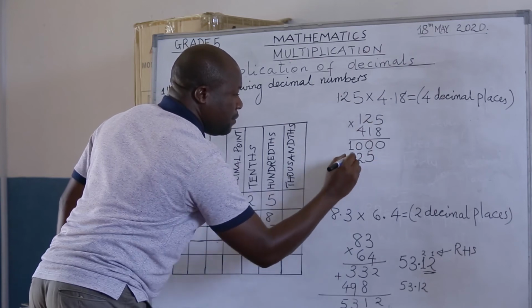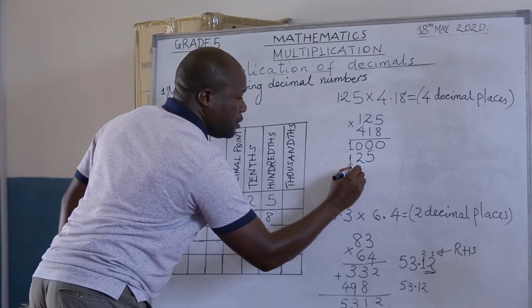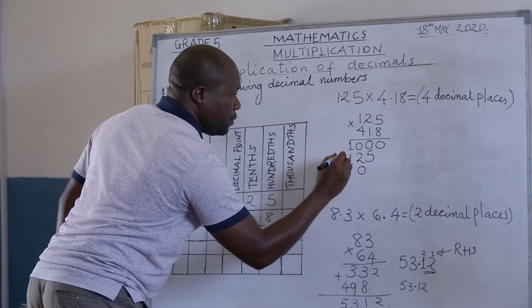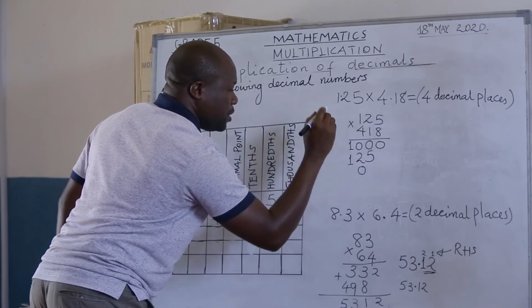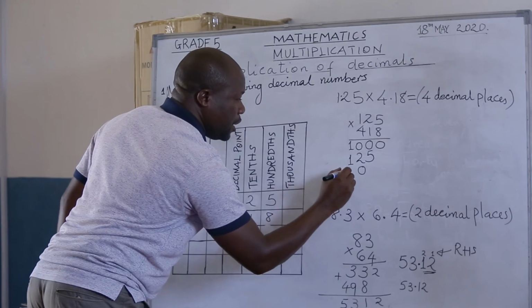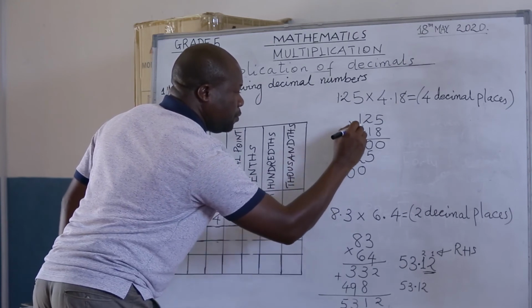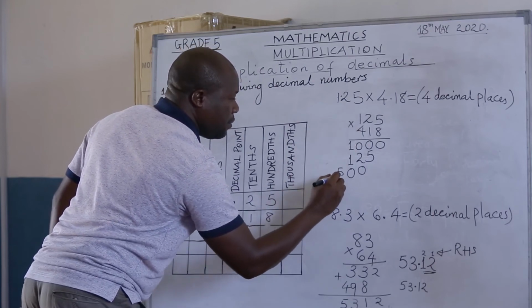4 times 5 is 20. Write that 0 under 2. 4 times 2. Remember we carried 2 after writing 0. 4 times 2 is 8. 8 plus 2 is 10. Write 0, carry 1. 4 times 1 is 4. Plus the one we carried will be 5.